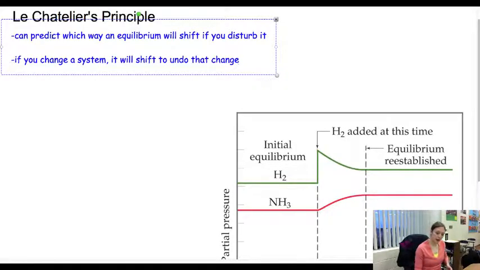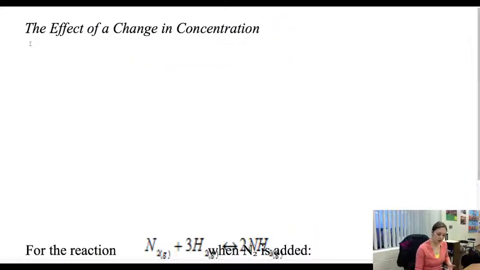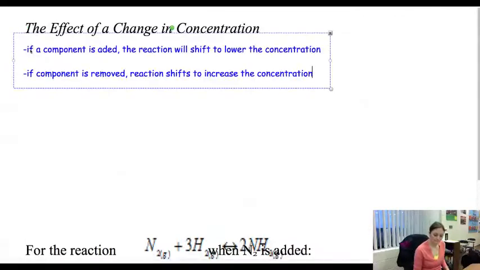So the first thing we're going to look at here is a change in concentration. And you have a change in concentration, okay? So if I add a component, the reaction will shift to lower the concentration. If a component is removed, the reaction will shift to increase the concentration.